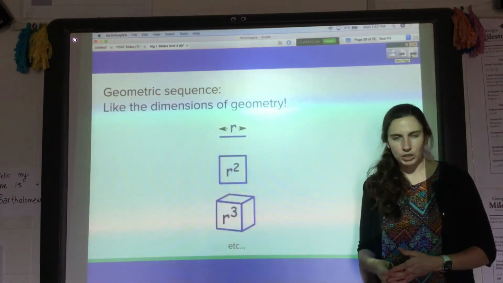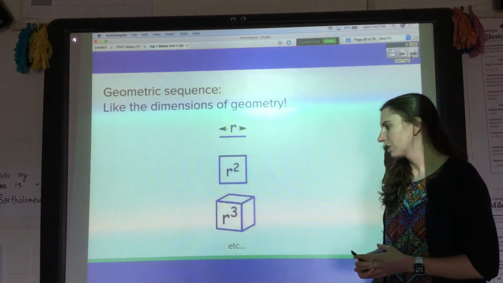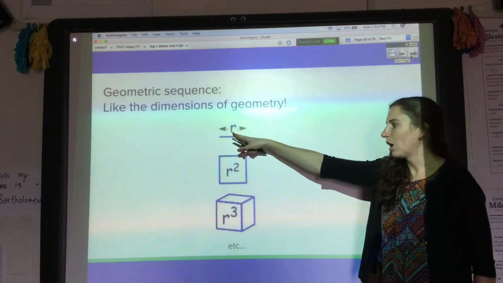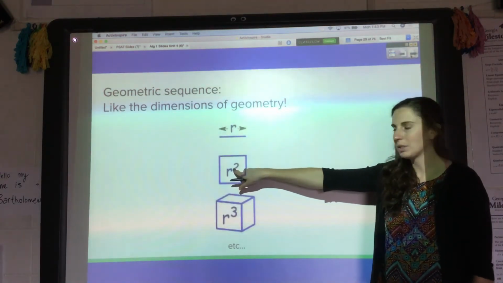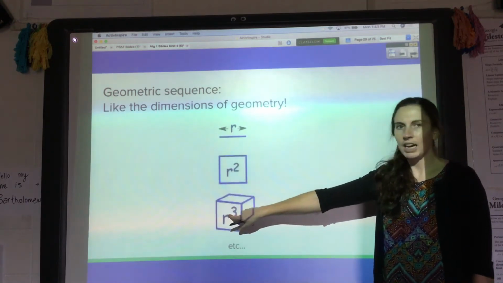It's called a geometric sequence because it matches up with geometry. For example, if I had an R and then times another R, it'd be an R squared, and then times another R would be an R cubed.